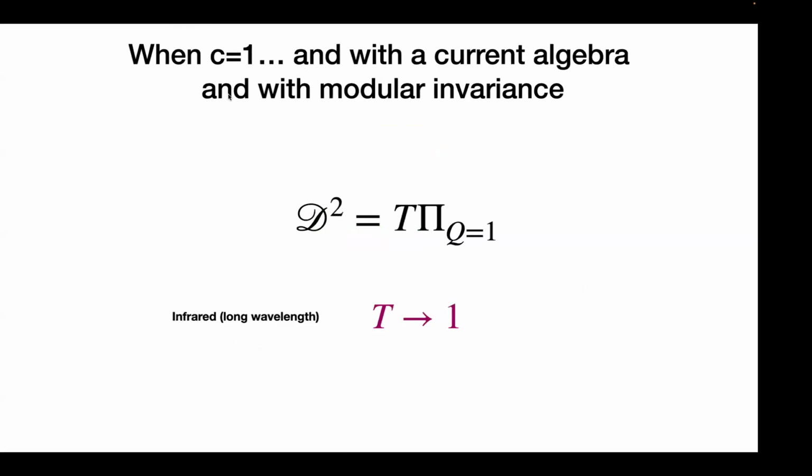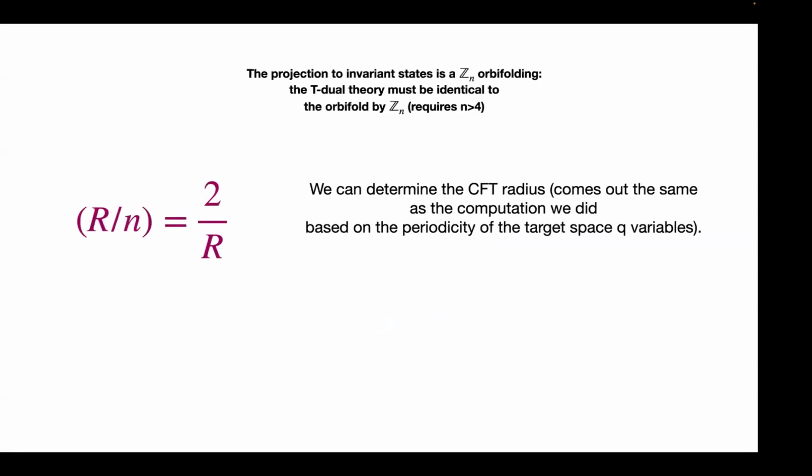So when you have central charge equal to 1, and when you have a current algebra, and with modular invariance, and when you take the long wavelength limit, meaning t goes to 1, this Z_n projection is the thing that tells you that the radius is T-dual to an orbifold, and that's what lets you determine actually the radius in conformal theory.